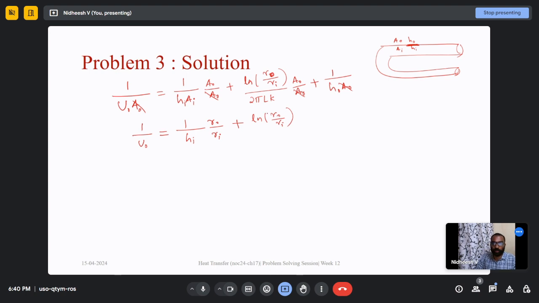Okay, and A0 by 2 pi Lk, that is 2 pi Ro L by 2 pi Lk. 2 pi will get cancelled, L and L will get cancelled, so it would be just Ro by k, and this is just 1 by Ho. Is this expression clear?